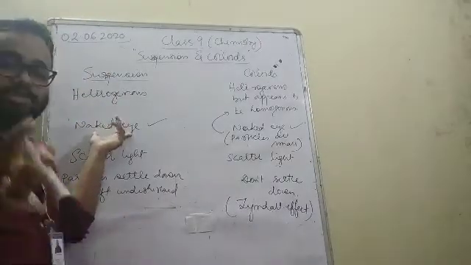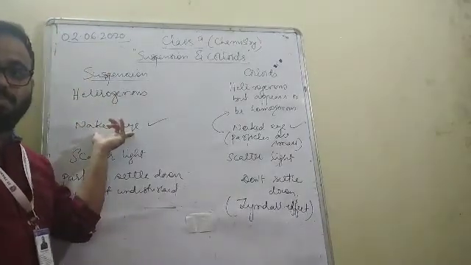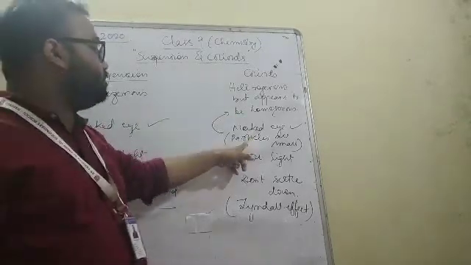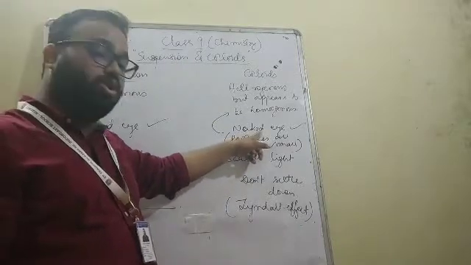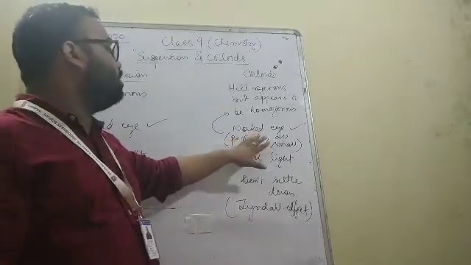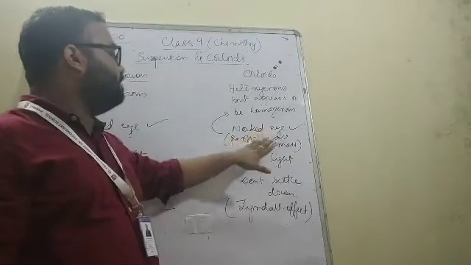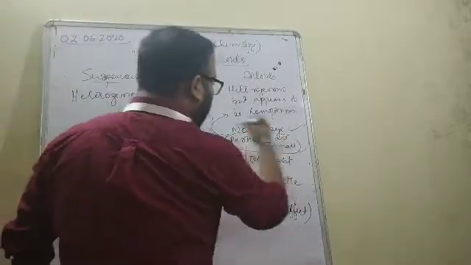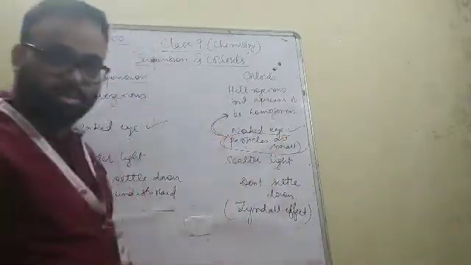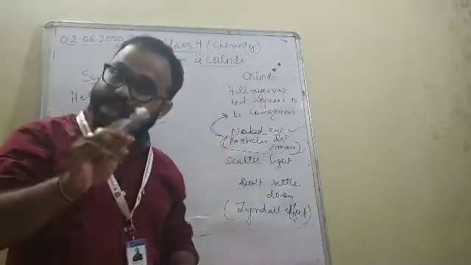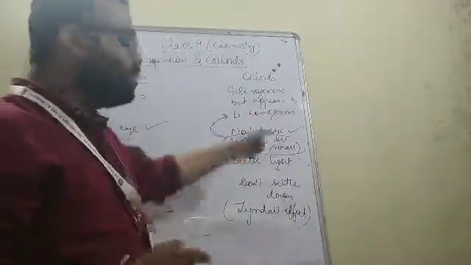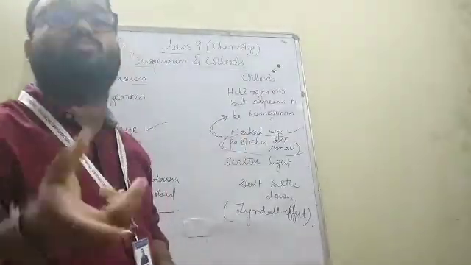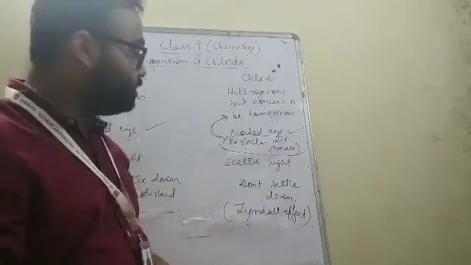Particles of suspension you can see with the naked eye. Particles of colloids you can also almost see with the naked eye, but particles of colloids are very small and hence you cannot see them with your naked eye. Because the particles are small, it appears to be homogeneous. But it is actually a heterogeneous mixture. It is not a homogeneous mixture. This question comes in the exam: though colloids are heterogeneous, they appear to be homogeneous. Why? Because of the small size of particles.